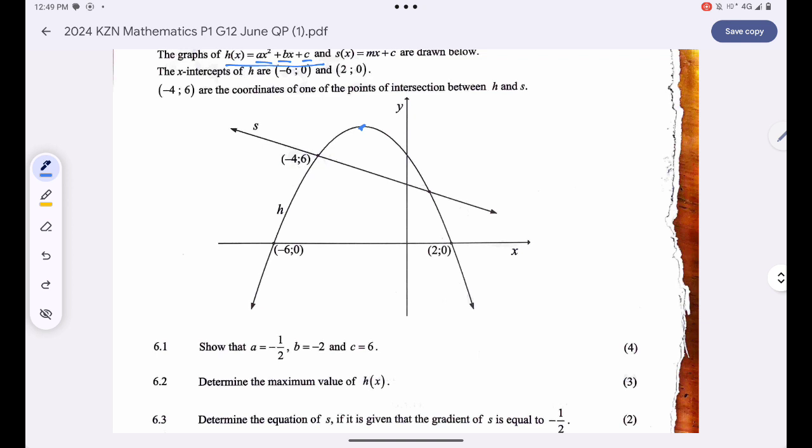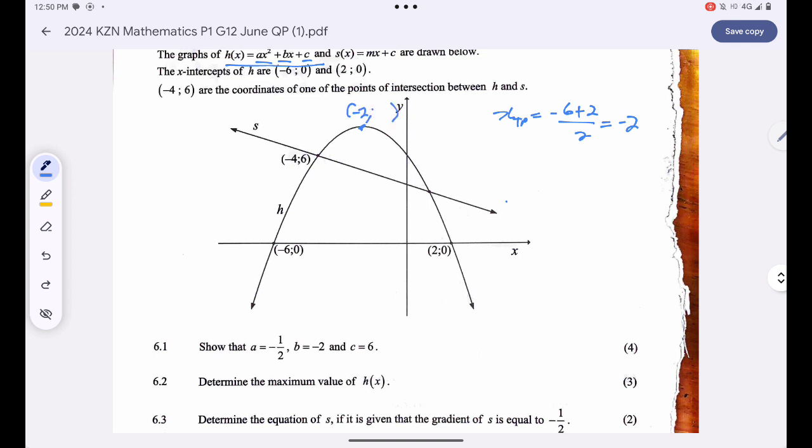And then another way, if you have two x-intercepts, you can simply find the average. So the x value at the turning point will be (-6 + 2) over 2. I'll simply get -2. So I now know that the x value at the turning point is -2.